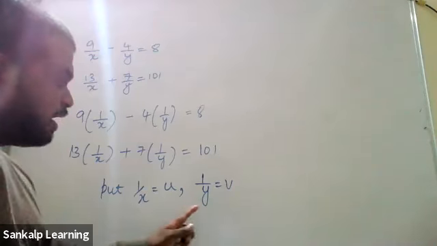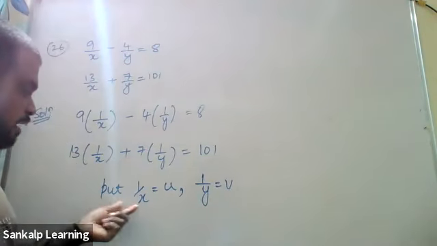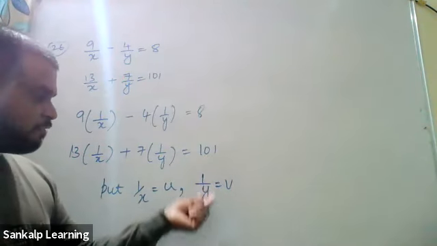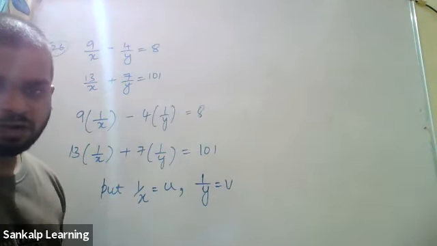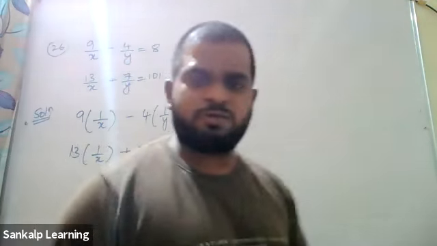Sorry, 1 by y I'll take it as v. I'm sorry, so wherever 1 by x is there, I'll take it as u. Wherever 1 by y is there, I'll take it as v. Okay, so I'm just giving a substitution. We can do that, no problem.